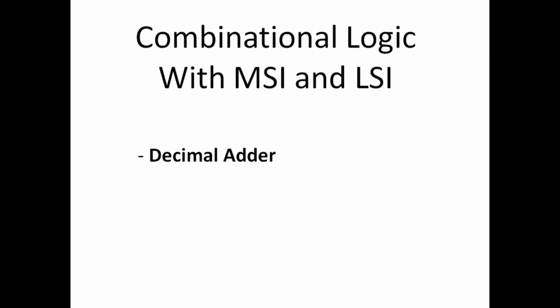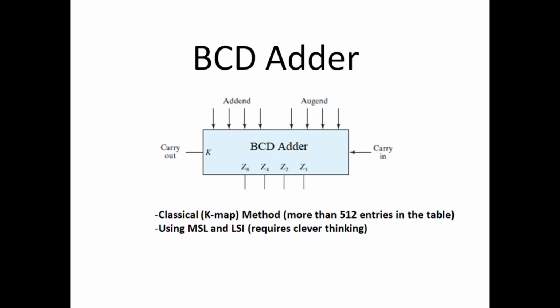So the adder that we will be designing is to add decimal numbers when they are encoded using BCD code. Such an adder is called a BCD adder because the numbers are encoded in BCD code. So what is a BCD adder then?